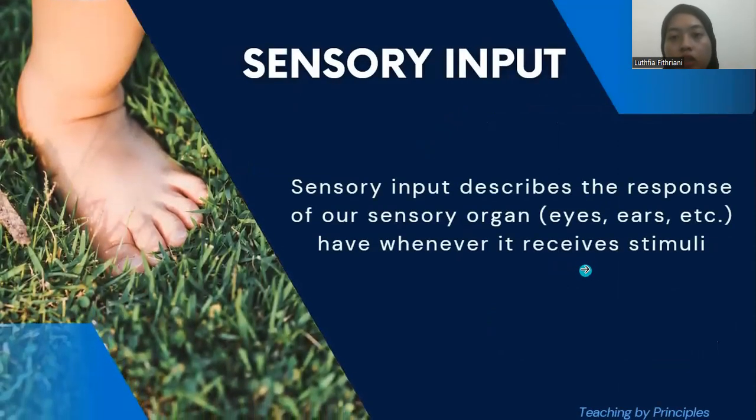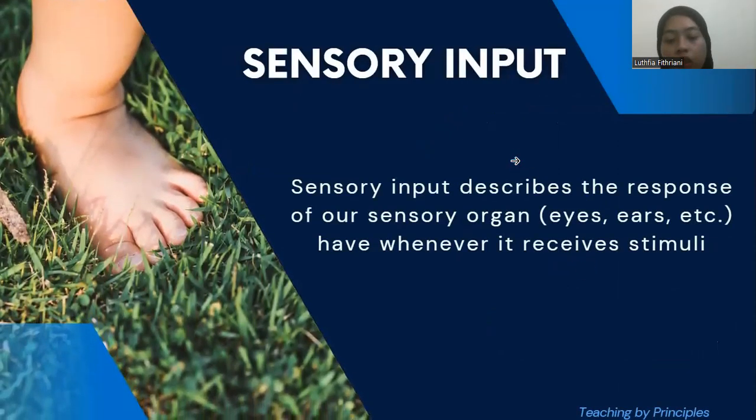The second approach is sensory input. What is sensory input? Sensory input describes the response of our sensory organs, like eyes, ears, and so on, whenever they receive stimuli. Children need to have all five senses stimulated: sight, smell, hearing, taste, and touch.